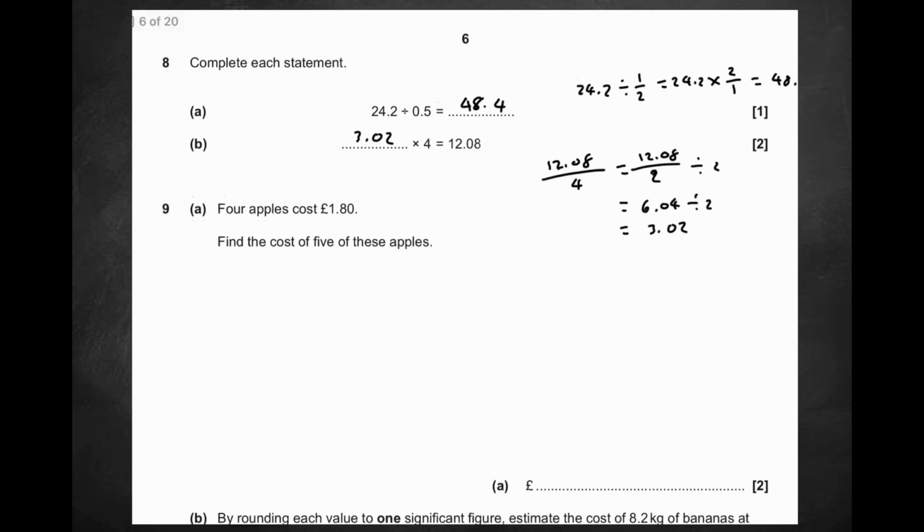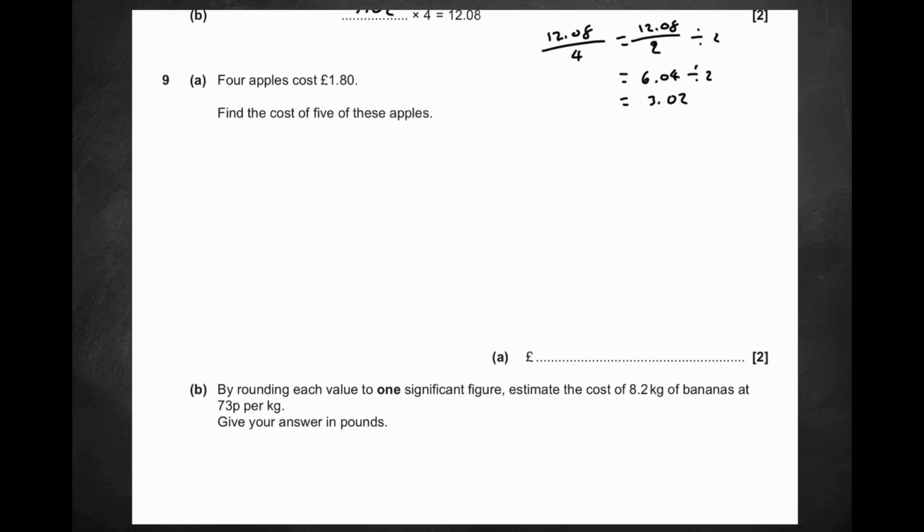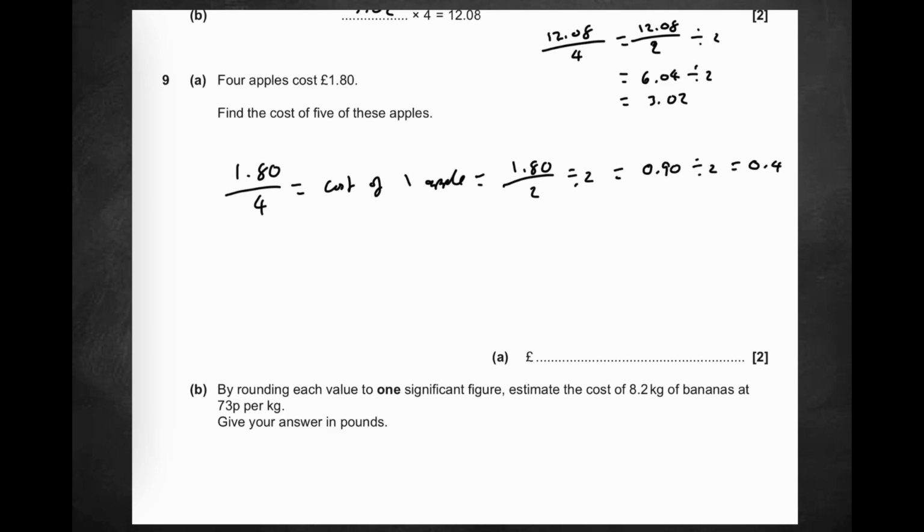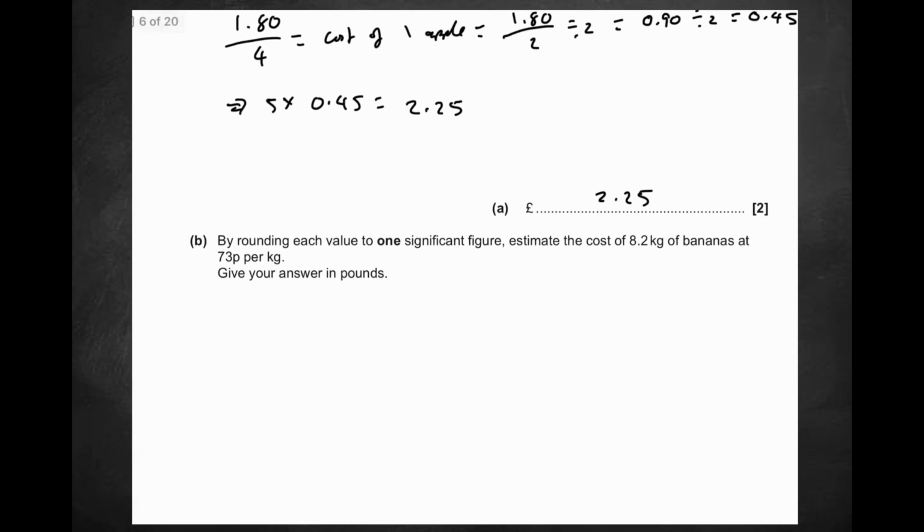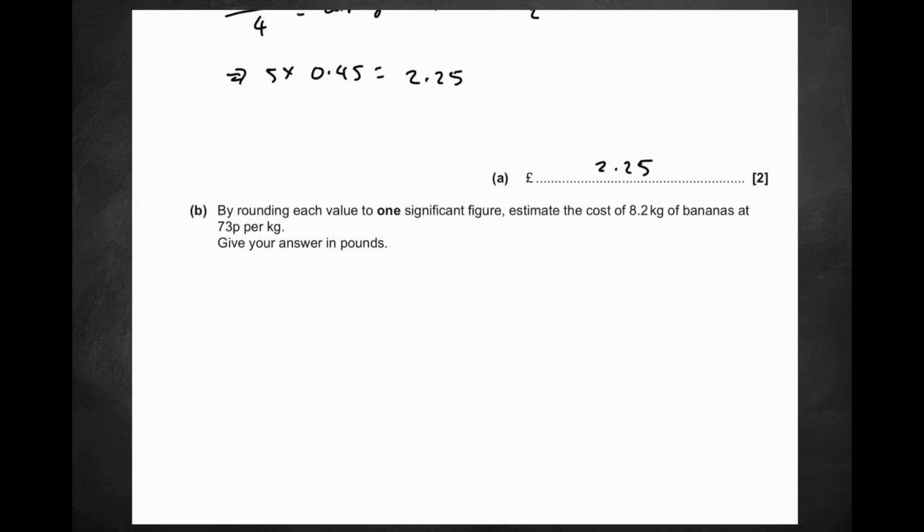Question 9. 4 apples cost £1.80. Find the cost of 5 of these apples. So £1.80 divided by 4 equals the cost of 1 apple. Similar to how we just did that, we're going to do £1.80 divided by 2 again, which is 0.9, divided by 2, 0.45 per apple. Therefore, 5 times 0.45 is going to be the cost of 5 apples, which is just £2.25.